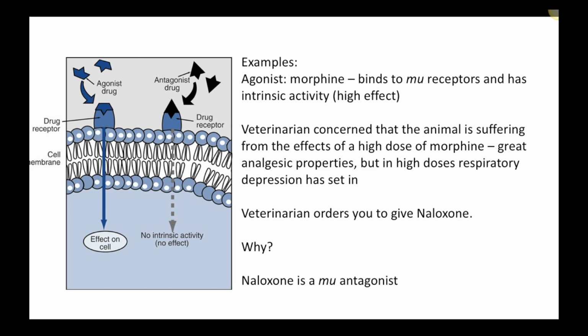The vet, they're concerned that the animal is suffering from the effects of a high dose of morphine, has great analgesic properties, but in high doses, the respiratory depression has set in. So they tell you to go ahead and give naloxone. Why? Because naloxone is a mu antagonist. The naloxone will happily bond with those receptors and it's going to have zero effect on the cell, which will take over the effect. So it's like it kicks out the effect from the hydromorphone, and instead it's spreading that no effect, so it totally nulls the effect of hydromorphone on the cell.